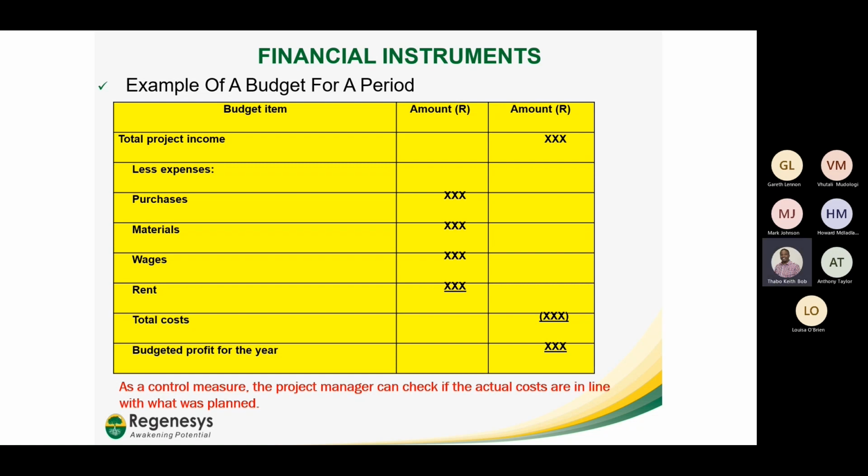As it is a control measure, the project manager can check if the actual costs are in line with what was planned. This is one of the tools that you can use to check whether you are still in line with what you have planned in your project. Any questions, colleagues? All good so far, thanks.